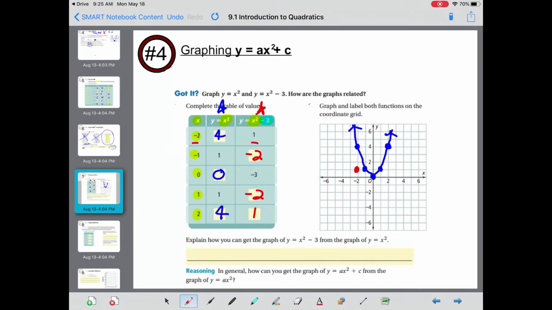So let's plot those points again. Negative 2, 1. So left 2, up 1. Negative 1, negative 2. Left 1, down 2. 0, negative 3. And then it comes back around. 1, negative 2. And 2, 1.